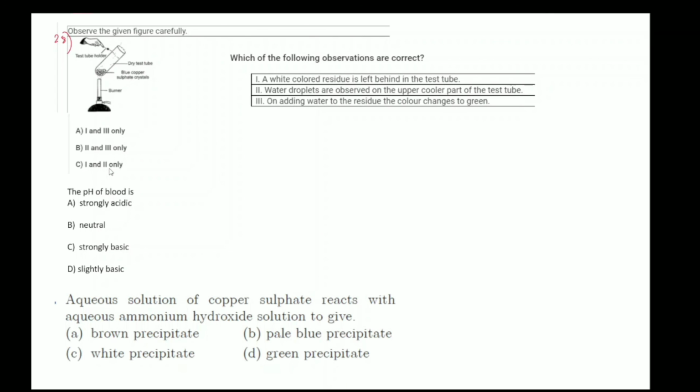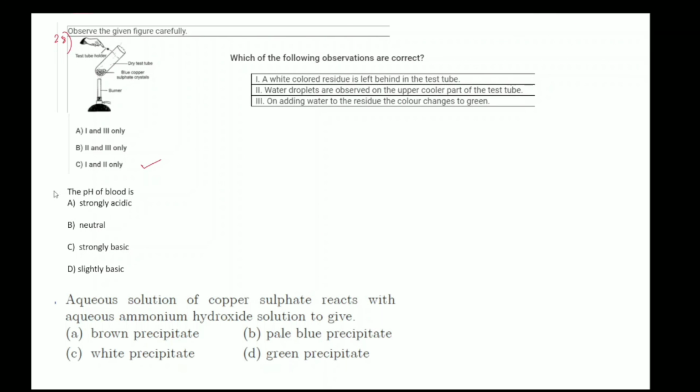Now, copper sulfate crystals are heated, so they change color. We know that it becomes anhydrous copper sulfate. So first of all, a white color is formed, and again water droplets are seen. It doesn't become green. So 1 and 2 only are correct. C is the correct option.